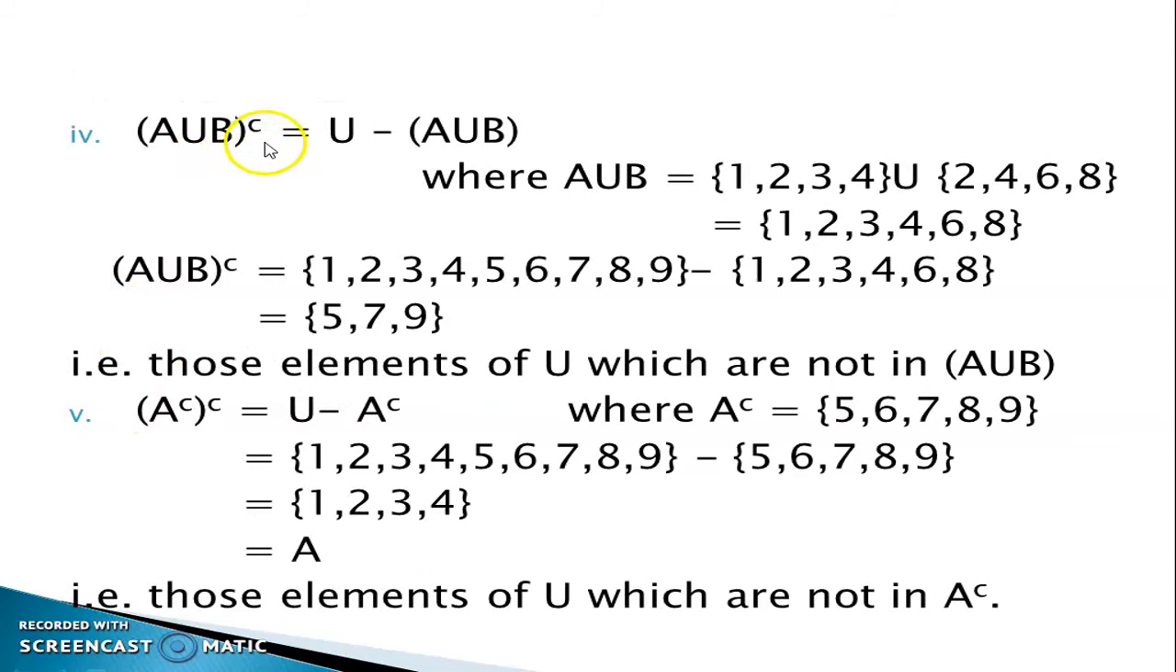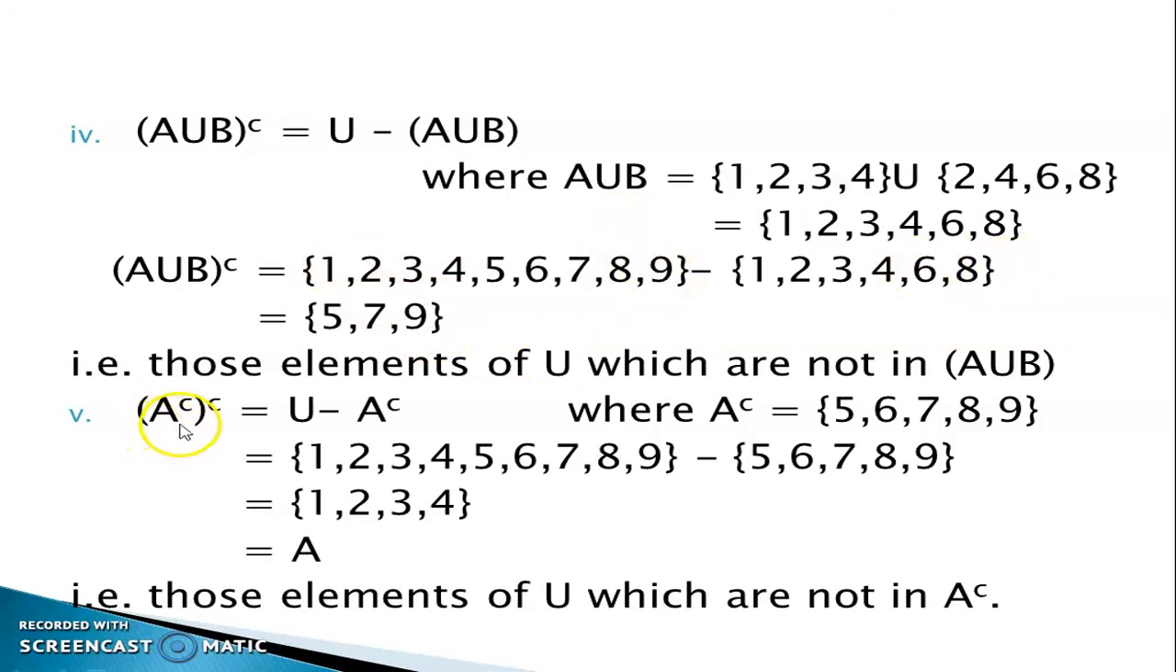A union B whole complement is equal to U minus A union B, where A union B is equal to 1, 2, 3, 4, 6 and 8. So for A union B whole complement, we subtract A union B from set U, which is equal to 5, 7, 9. That is, those elements of U which are not in A union B.